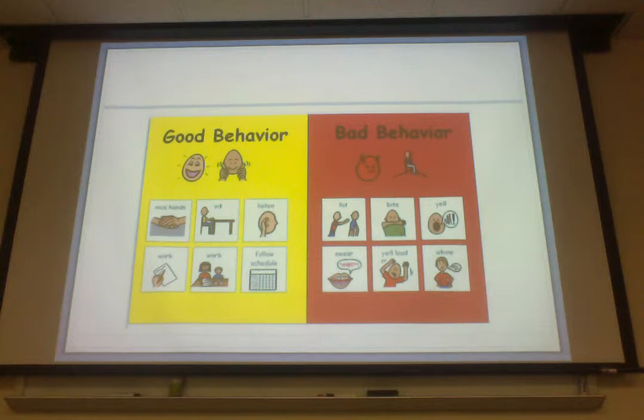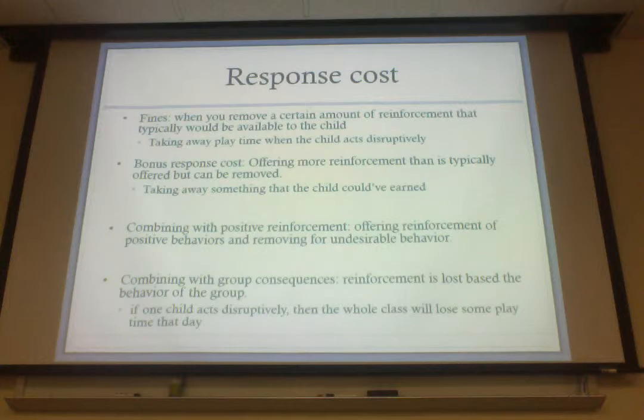Here's a chart of good behavior. So fines is when you remove a certain amount of reinforcement that typically would be available to the child. An example of that would be taking away playtime when the child acts disruptively. Bonus response cost is offering more reinforcement than is typically offered, but it can also be removed. So it's taking away something that the child could earn. It's the potential of earning that reinforcement.